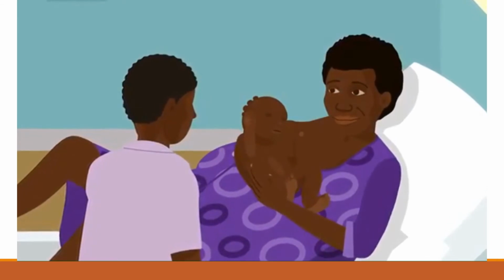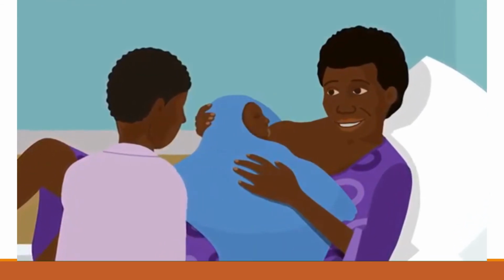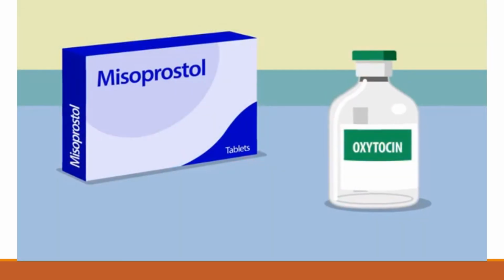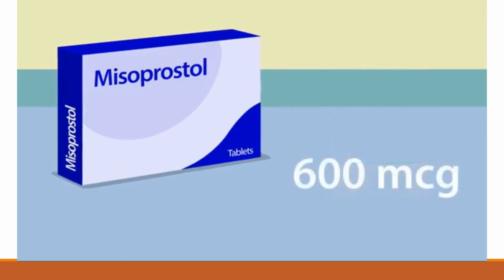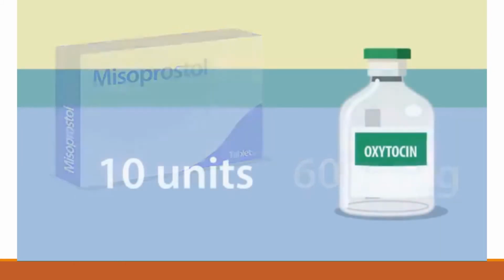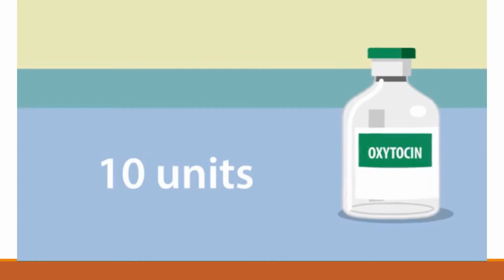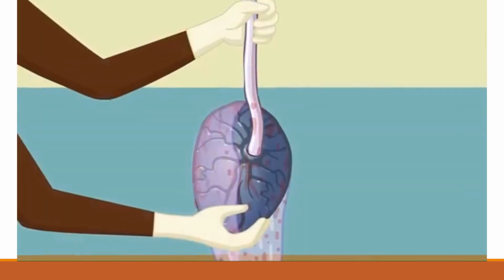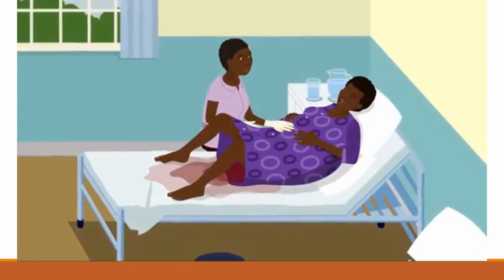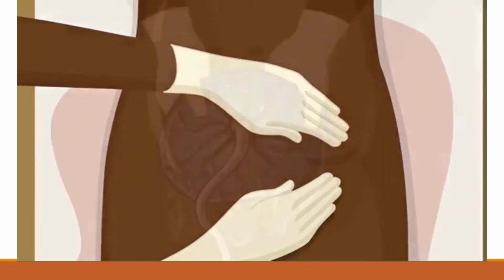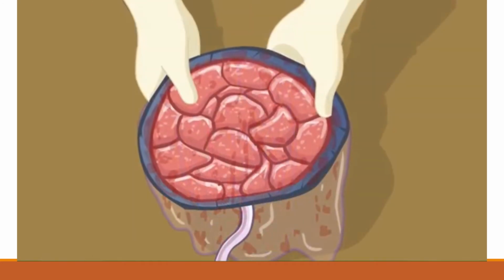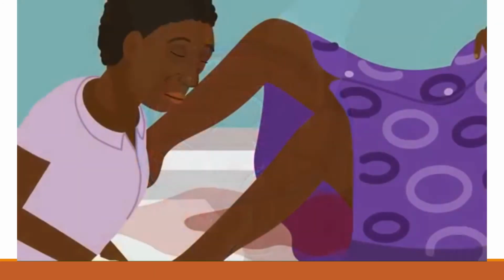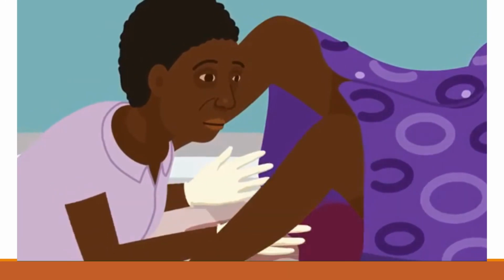Grace helps to deliver Mary's baby, then gives drugs to help the uterus to contract. Grace gives 600 micrograms of misoprostol, or an injection of 10 units of oxytocin. But once the placenta is delivered, Mary begins to bleed. Grace performs uterine massage to slow the bleeding, and then checks that the placenta is whole and that no tissue has been left inside the uterus. She makes sure the bleeding is not coming from a tear in the cervix or vagina.